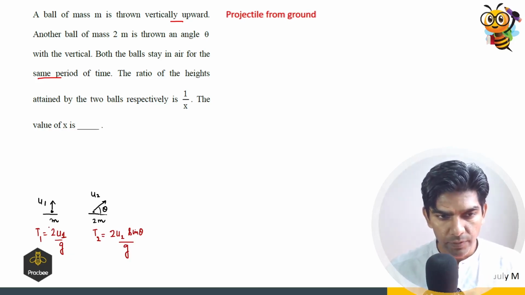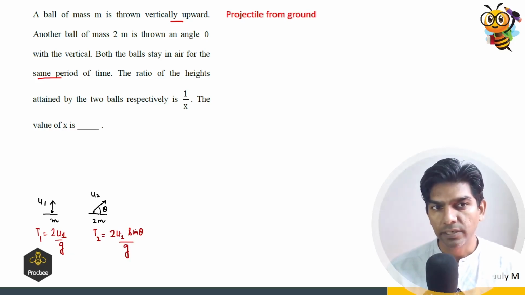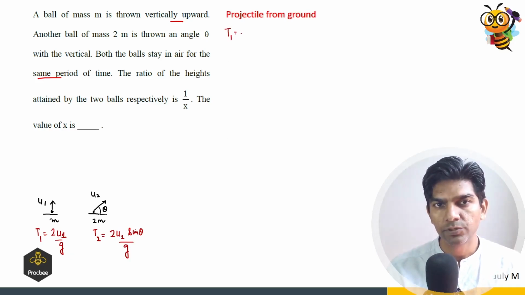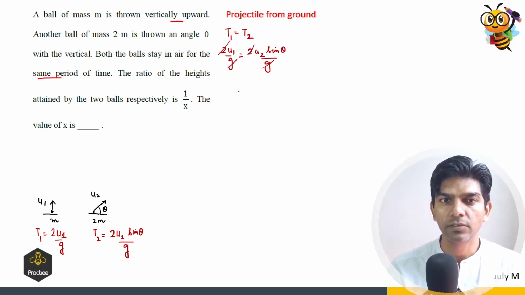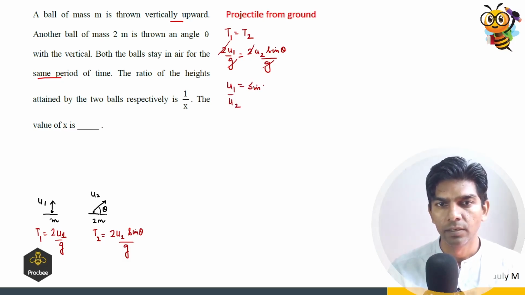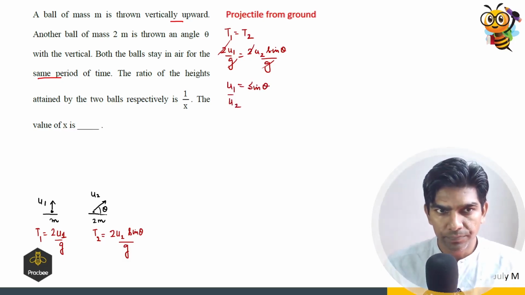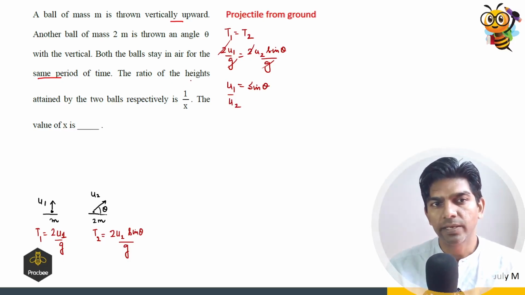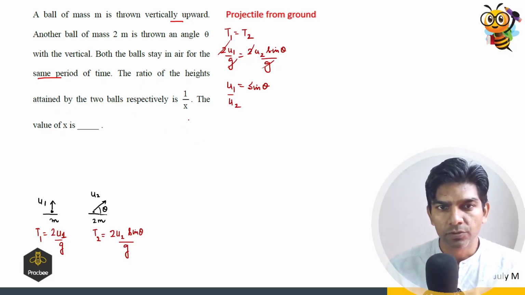And we have given that the times of flight are equal. So t1 is equals to t2. So we can say 2 u1 by g is equals to 2 u2 times sine theta by g. So g will get cancelled out, 2 will get cancelled out. So u1 by u2 is nothing but sine theta. So we got this relation. And we have to find the ratio of the heights attained by the two balls. So let us do that.